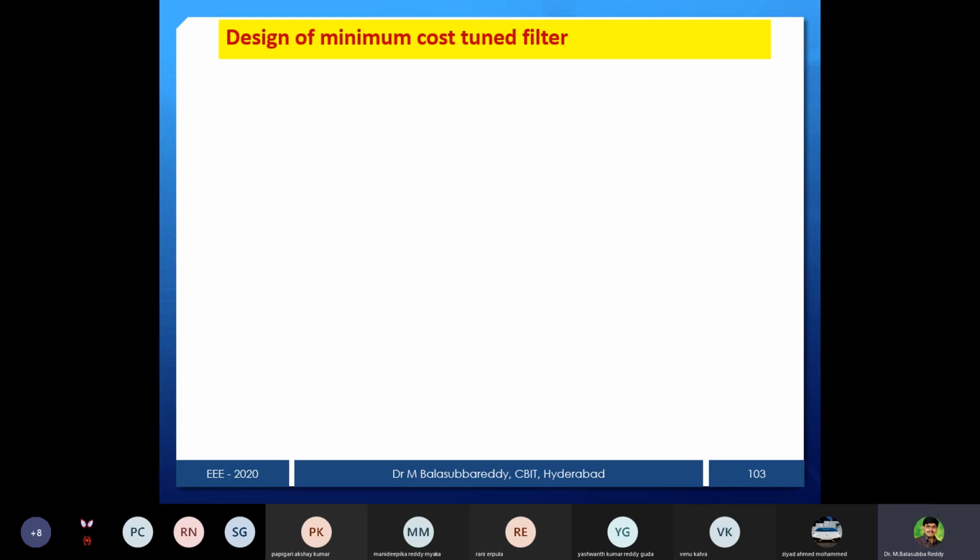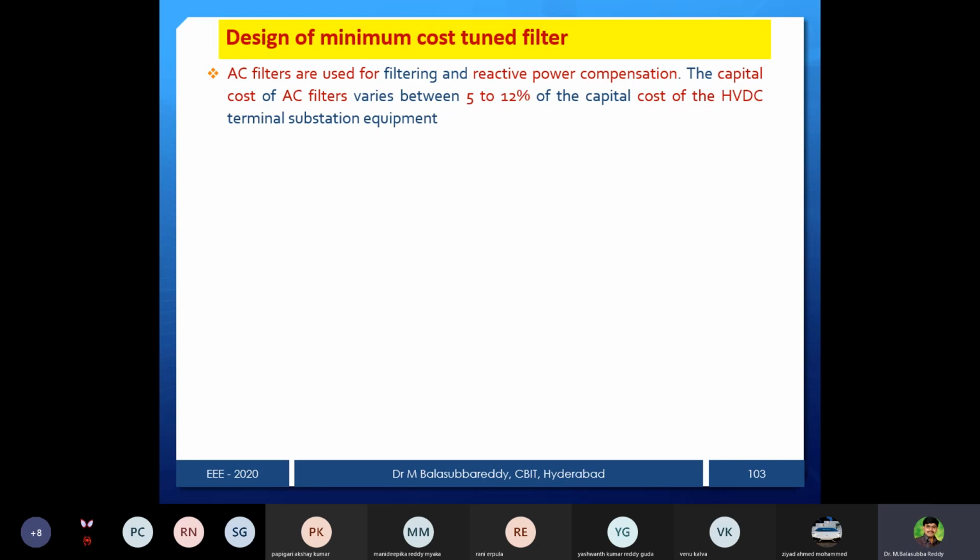So that is the reason we can see that, to get the minimum cost based on the reactive power requirement, AC filters are used for filtering and reactive power compensation. So there is filtering as well as reactive power compensation, but not total reactive power compensation. Only some portion of the reactive power is going to be compensated. Even though I mentioned reactive power compensation, it is not the total reactive power, it is some portion only.